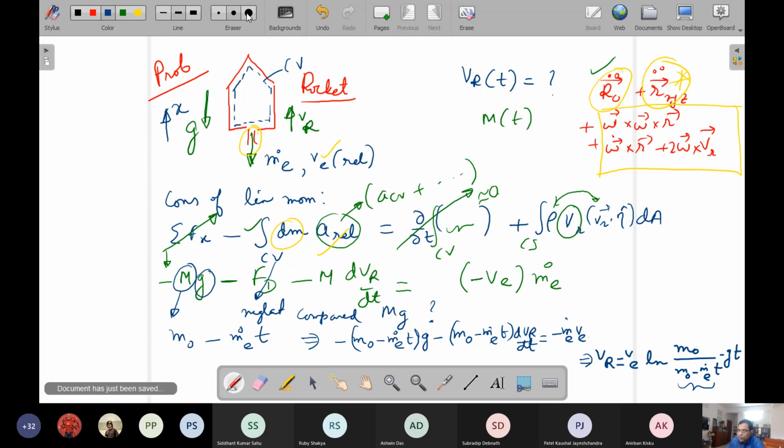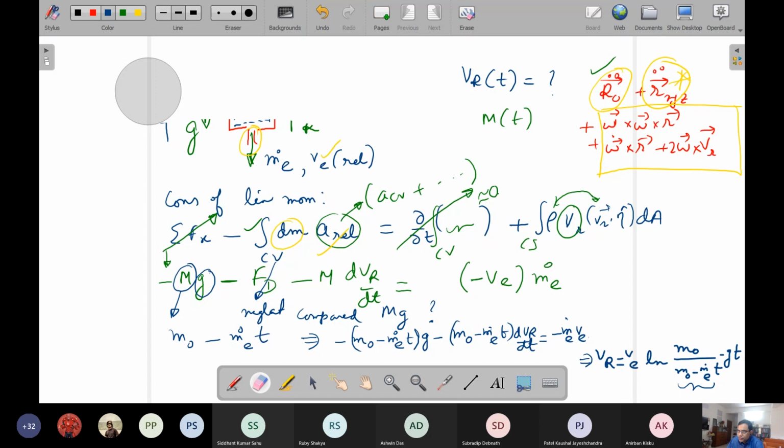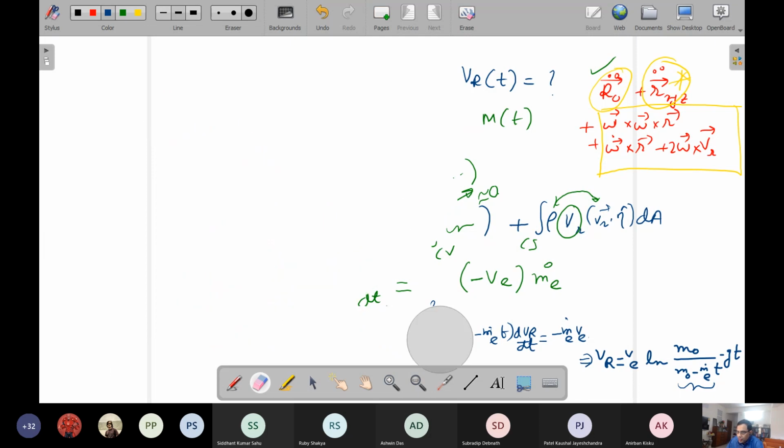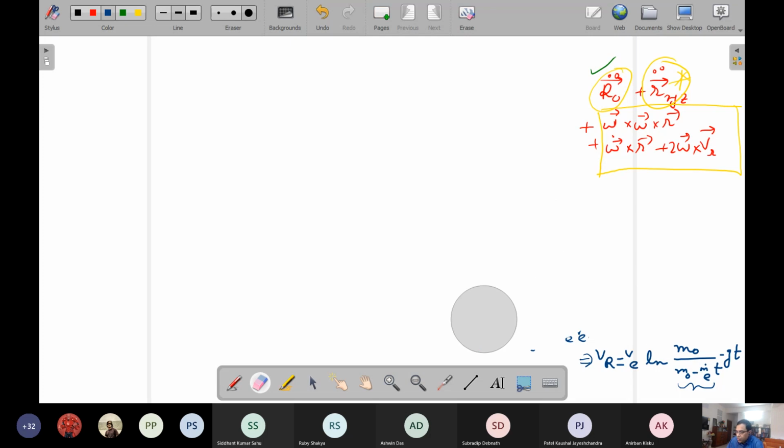Okay. Now we will move on to the next item in this chapter, which is angular momentum conservation. So far we have talked about linear momentum. So let us consider the angular momentum conservation. For the angular momentum conservation, we will write the two expressions, one for the inertial and another for the non-inertial. So angular momentum conservation.